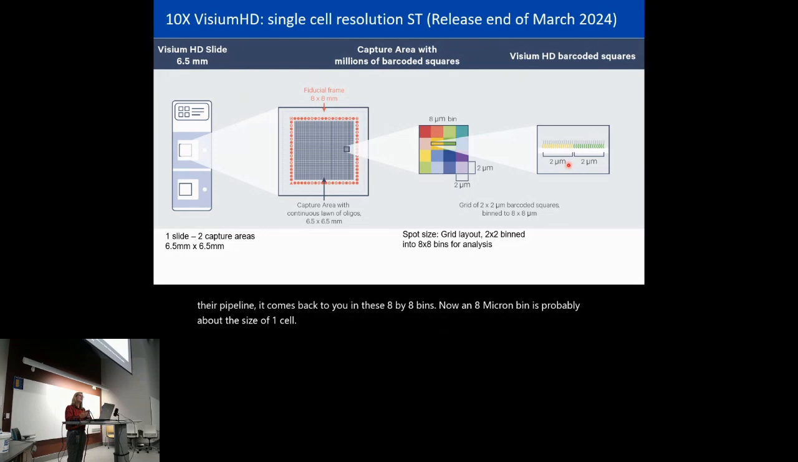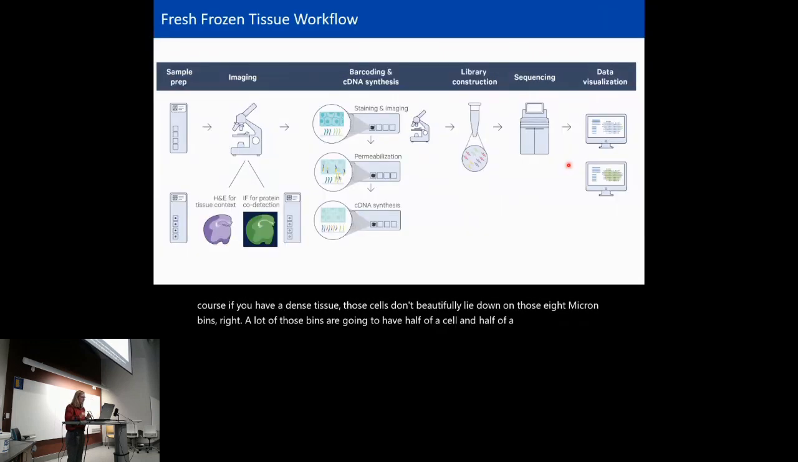And then if you want to go in further, you can go down to the 2 micron resolution within those 8 micron bins. I think that's actually a nice way to do this system so that you get the level of resolution you want, but you have a slightly zoomed out view at that initial processing stage so that you have a little bit more data per cell. Now, remember, of course, if you have a dense tissue, those cells don't beautifully lie down on those 8 micron bins, right? A lot of those bins are going to have half of a cell and half of a cell.